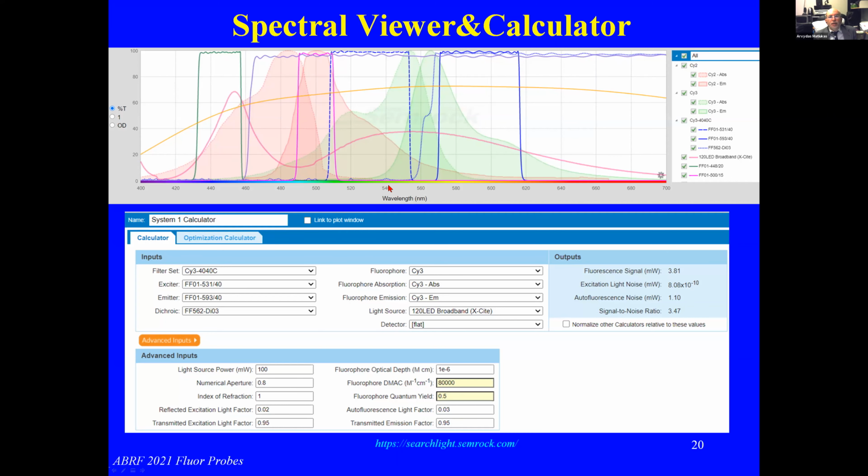Additionally, for the quantification, you can add the spectral characteristic of your light source. Here, this curve is for the LED light source, and this curve is spectral sensitivity of your CCD camera. And also, quantitative calculators are available where all these spectral and optical properties can be quantified. You enter them, and the system calculates your fluorescent signal and signal to noise ratio.